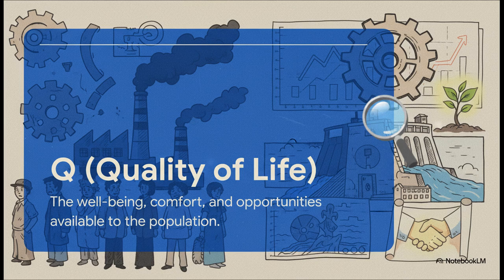And here we have Q for quality of life. You could say this is the real output of the system. Are people doing well? Do they have opportunities? Are their basic needs met? It's the ultimate report card on how well the system is actually taking care of its people.